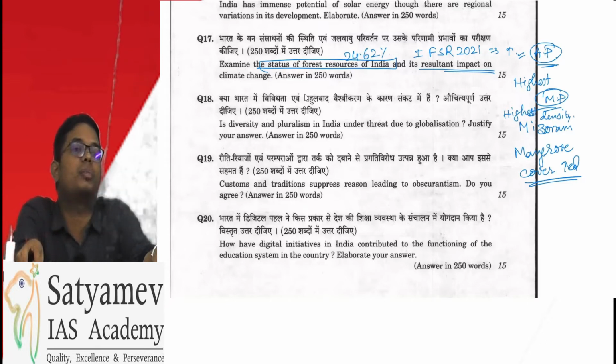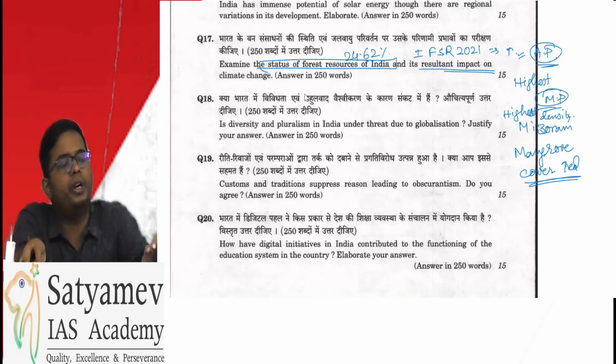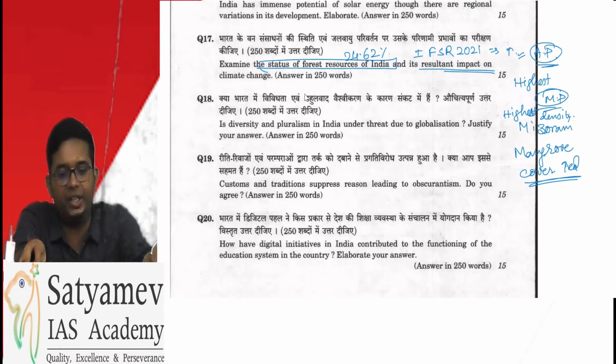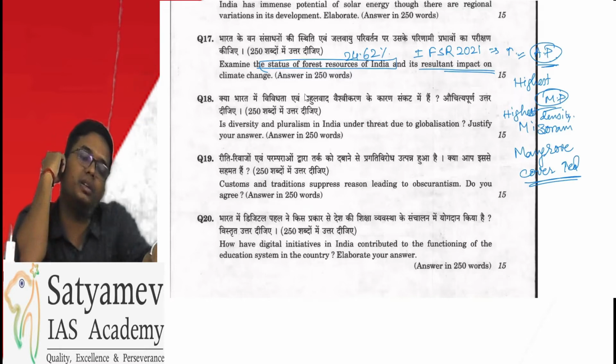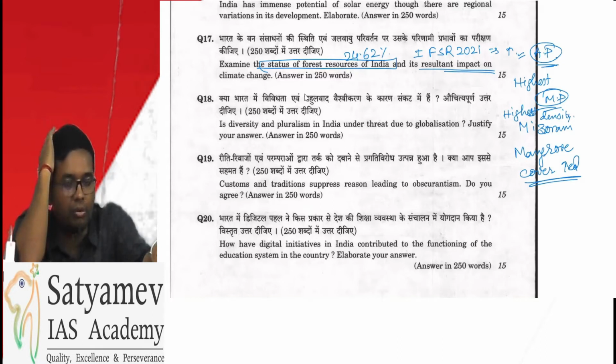So what will be the resultant impact on climate change? Increase in carbon sink zone, then moderating the temperature, maintaining humidity in the region. Giving resilience to the region with respect to climate change. Reducing the impacts of other disasters with respect to climate change.